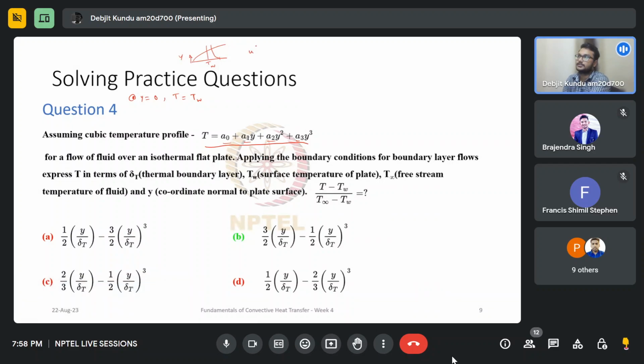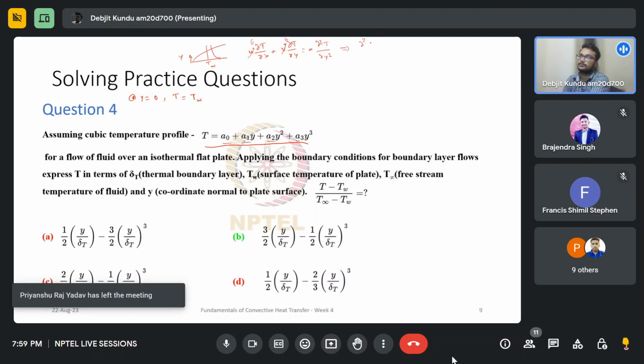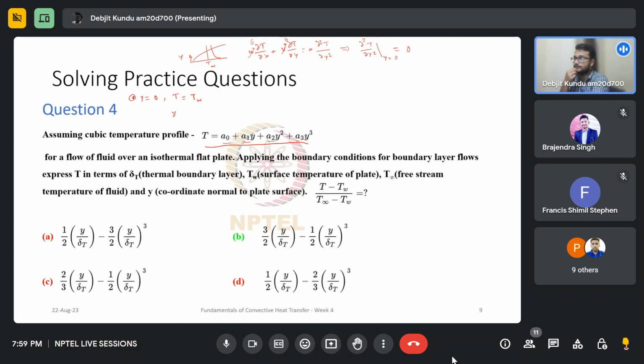Also, from the energy equation, if we write u ∂T/∂x plus v ∂T/∂y equal to alpha ∂²T/∂y², in a boundary layer, at y equal to 0, u and v both are 0. So this gives me that ∂²T/∂y² at y equal to 0 has to be equal to 0 as well.